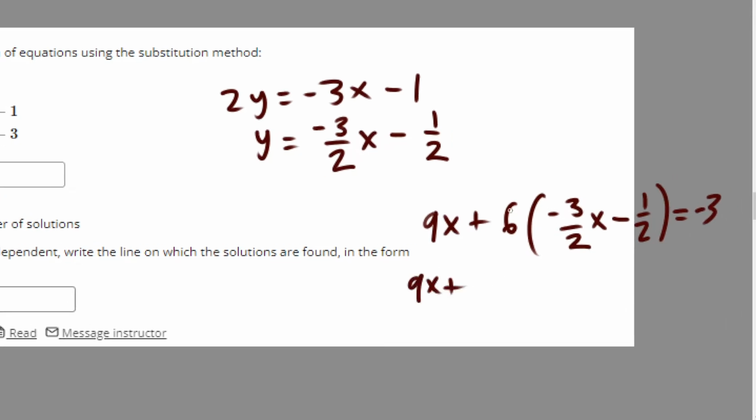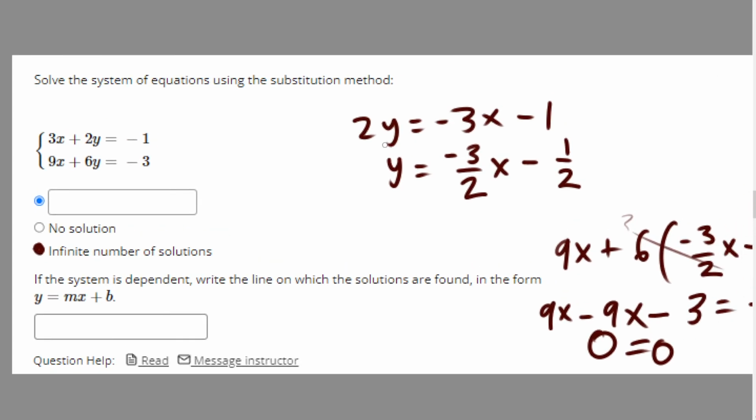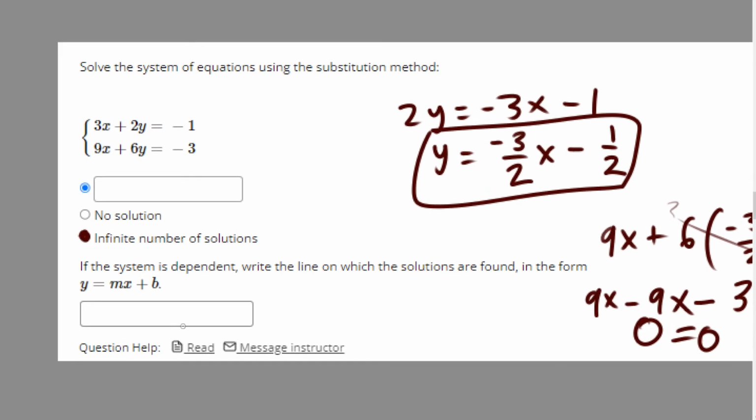9x plus, so this will turn into 3 times 3, 9x, and it'll be minus 9x instead. And then minus 3 equals negative 3. We'll add 3 to both sides. This will turn into 0 equals 0 again. So we still have an infinite number of solutions. And our line is going to be whatever we found, like with this. So it'll be y is equal to negative 3 halves x minus 1 half.